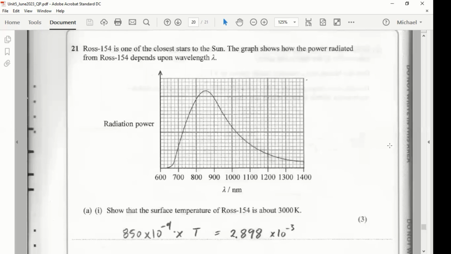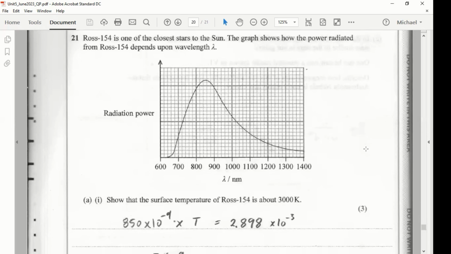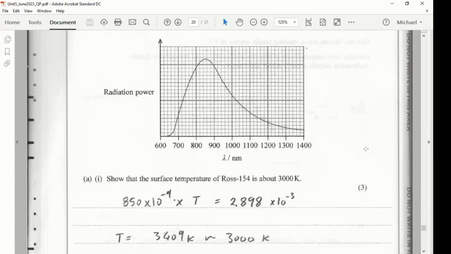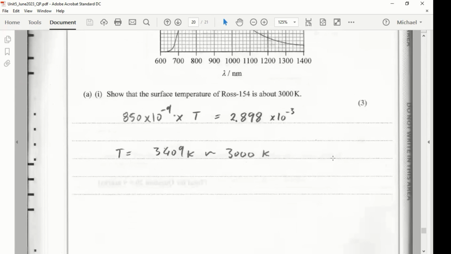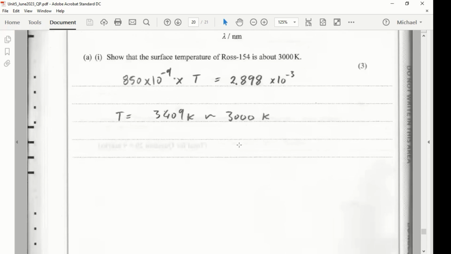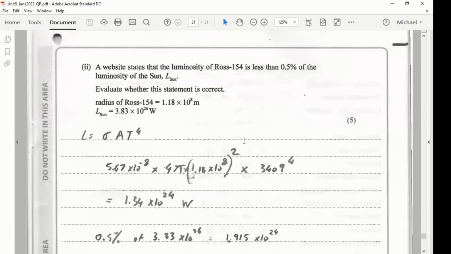So we read off the graph, look for the peak wavelength, pretty much 850 nanometres. So 850 nanometres times the temperature equals the constant, 2.898 times 10 to the minus 3. So T is 3409, which is about 3000. There you go. I'm going to use 3409 for my number later on. You know you're going to use it because it starts with "show that", so you know you're going to have to use 3409 in the next part.